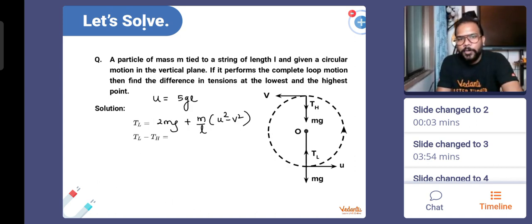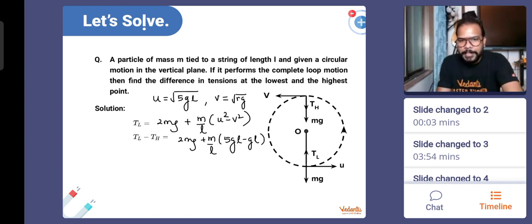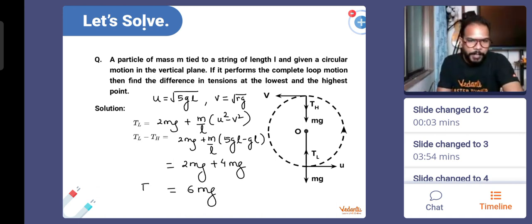और u का minimum value हम लेंगे under root 5gl. हम r की जगह l लिख रहे हैं यहाँ पे. करके देखें everyone. So 2mg plus m by l u square is 5gl. Can you people tell me minimum value of v? Under root gl था. तो 5gl minus gl, l और l cancel हो जाएगा. We have 2mg plus 4mg. The value comes out to be 6mg any which way.